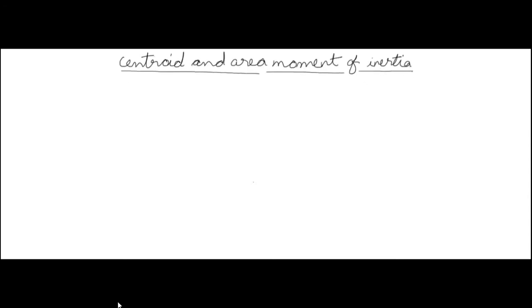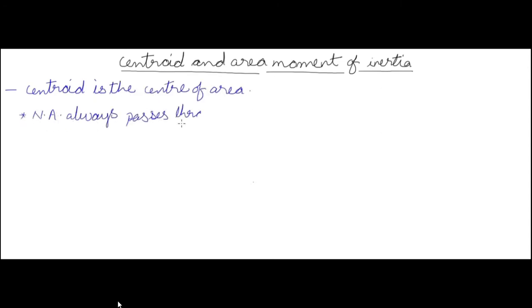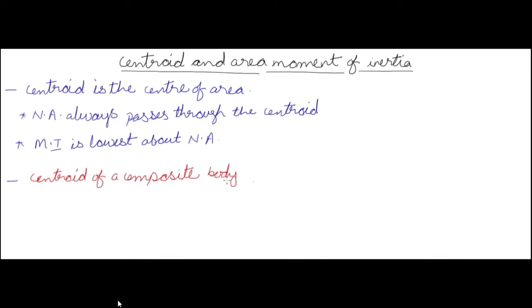The next topic is centroid and area moment of inertia. Moment of inertia is of two types: first is area moment of inertia and second is mass moment of inertia. The area moment of inertia is concerned with strength of materials, while mass moment of inertia is concerned with applied mechanics and fluid mechanics. Here we will deal with area moment of inertia.